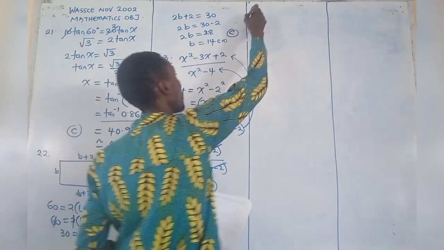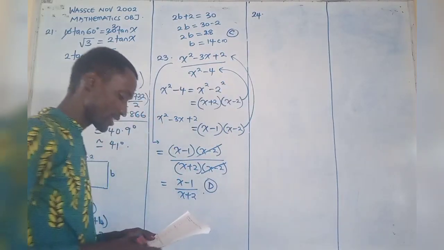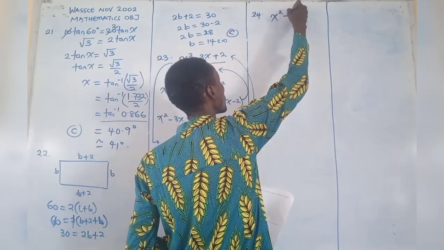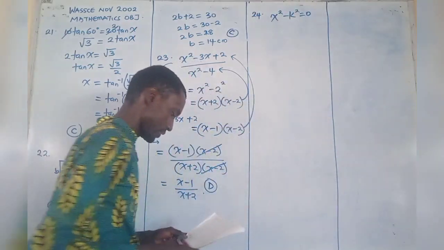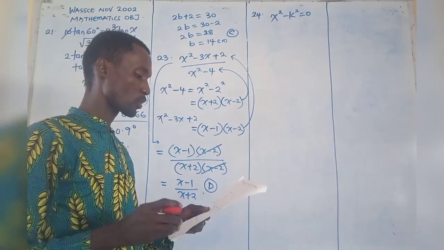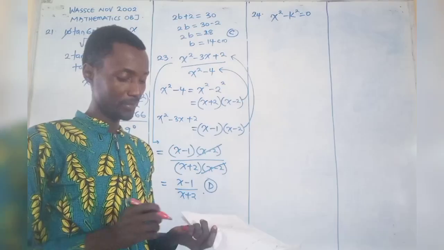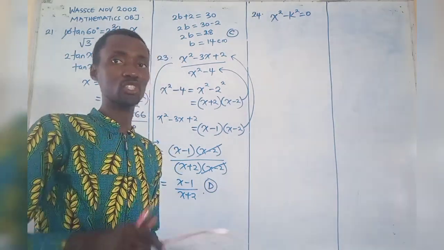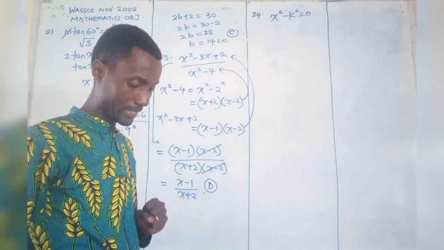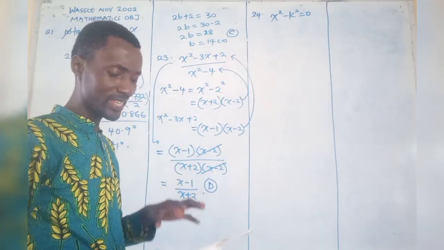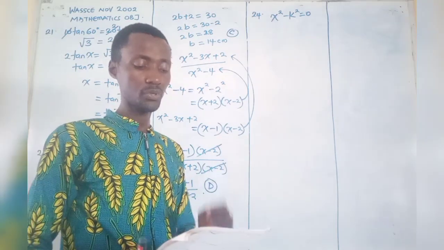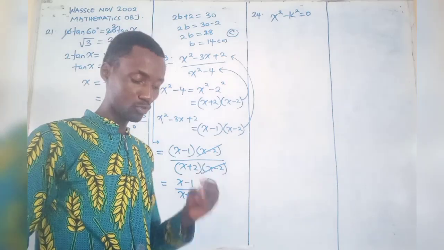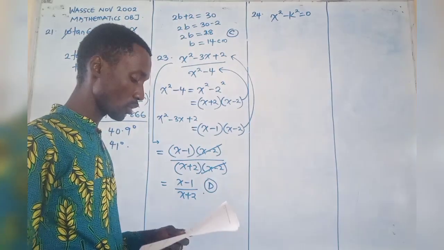Now we look at question 24. Question 24 is testing your knowledge of quadratic equations, and you are told that x squared minus k squared is equal to 0, where k is an integer. An integer is a number that can be what? Positive or negative. A whole number essentially that can be positive or negative. Which of the following are true about the roots of the equation?